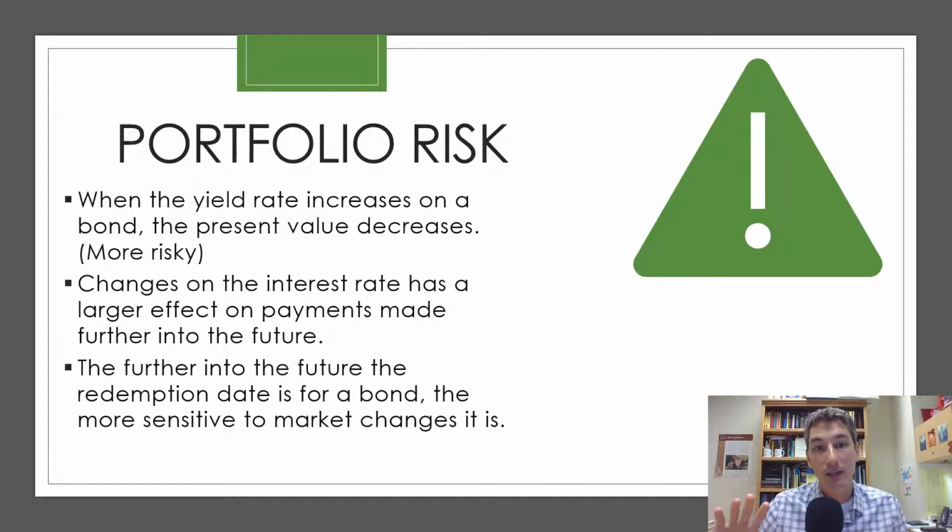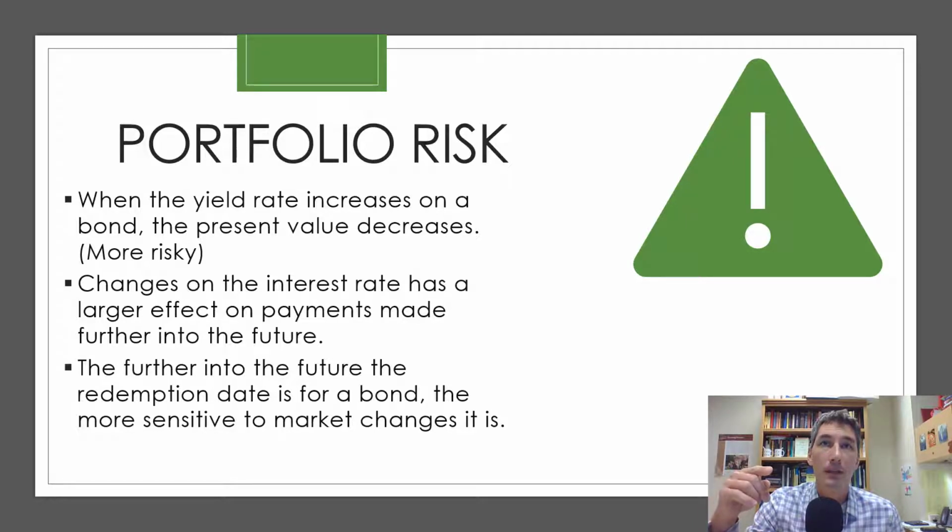So as the yield rate increases, the present value decreases because you've got more time for that interest to accumulate to the maturity value. Another way to think of it is if you're really risky, I would pay a smaller amount for a bond than if you weren't very risky. That's another way to think of it. So that's an important thing to keep in mind, as the yield rate and the present value are connected. And then the next thing is changes in the interest rate have a larger effect on payments that are made farther into the future.